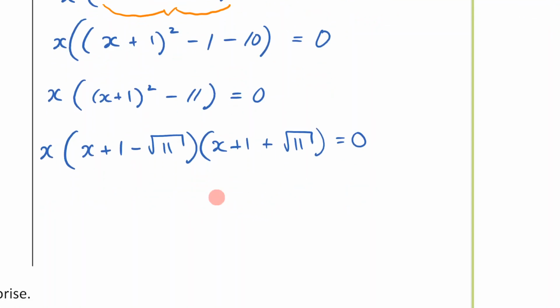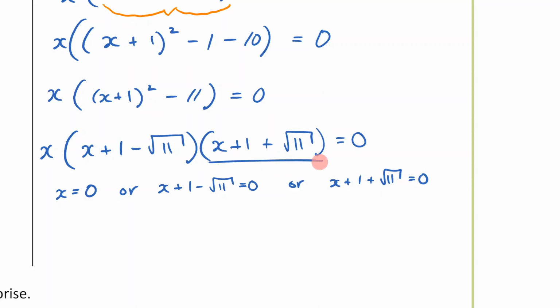Then what you're going to do is set each of these equal to 0. So you go x is equal to 0, or you could set this one equal to 0. So this would be x plus 1 minus the square root of 11 is equal to 0. Or x plus 1 plus the square root of 11 is equal to 0. So that's that one right there.